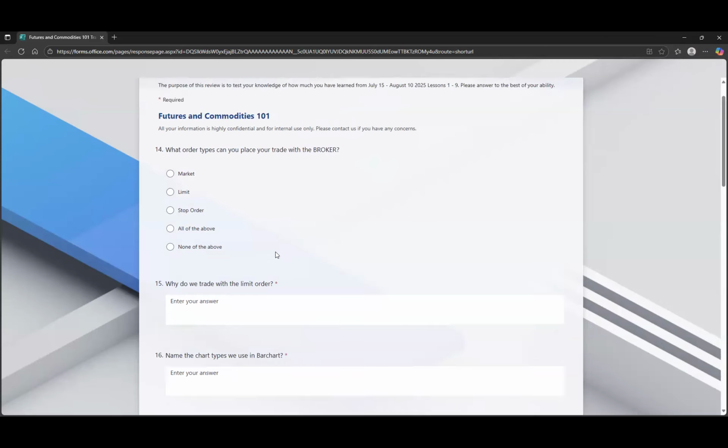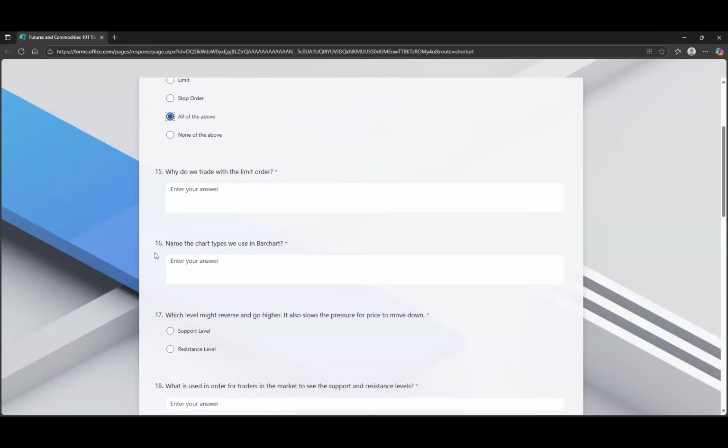Yep. Okay. What order types can you place your trade with a broker? Market order, limit order, stop order, all the above, none of the above? All the above. All right, all the above. Outstanding. Why do we trade with limit orders?